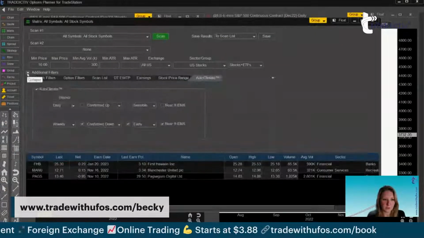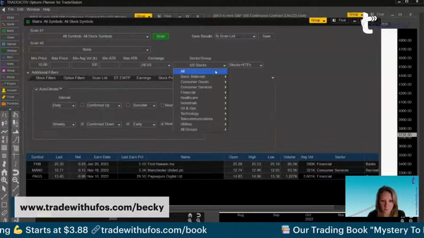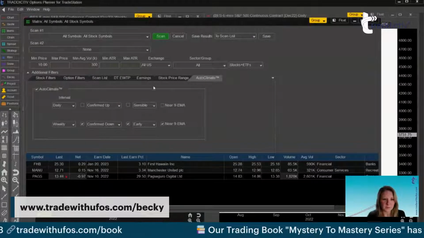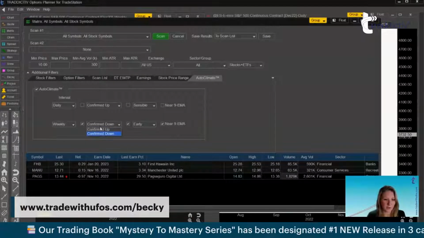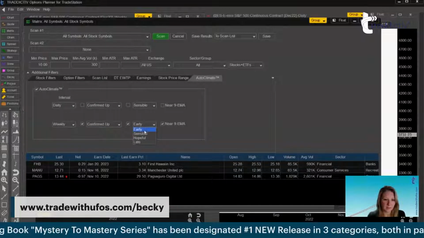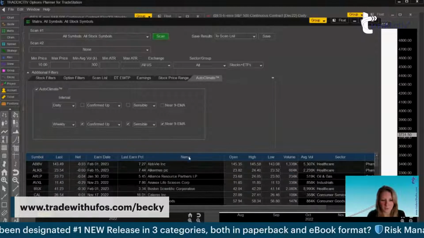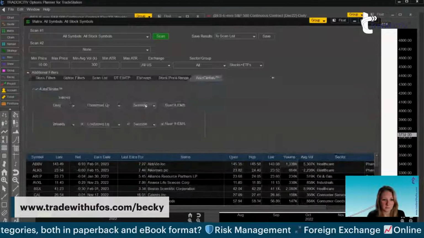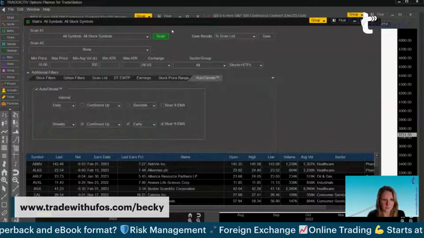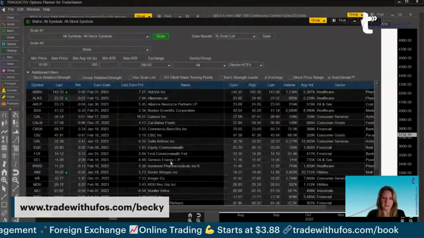So we're going to look at our filters. We're looking at all US stocks, I think so, all stocks and ETFs. And we are going to look at, for a weekly chart, a confirmed up climate and ideally sensible. Let's scan that. If we have a long list, which we do, I'm going to make that even tighter and look at an early situation. Scan. Still a big list. Less of a big list.